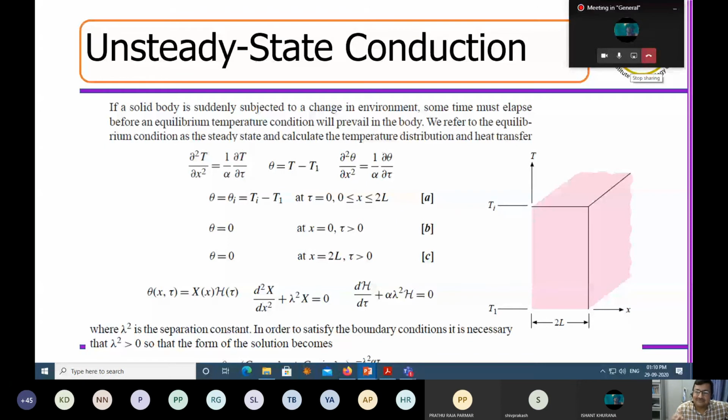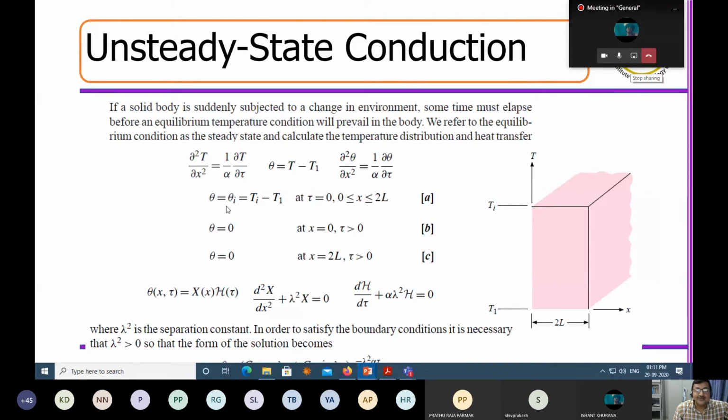Whenever you have time, what you define is the initial condition. That is not a boundary condition. So this is a partial differential equation which is second order in space and first order in time. For the first order time derivative you need one initial condition, and for the second order space derivative you require two boundary conditions related to temperature.